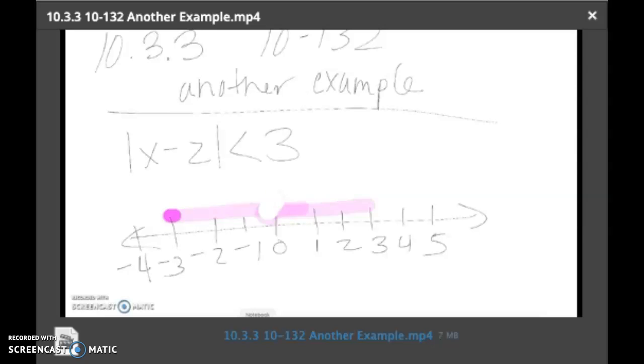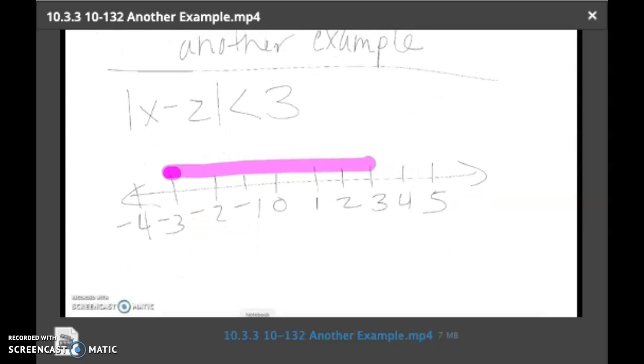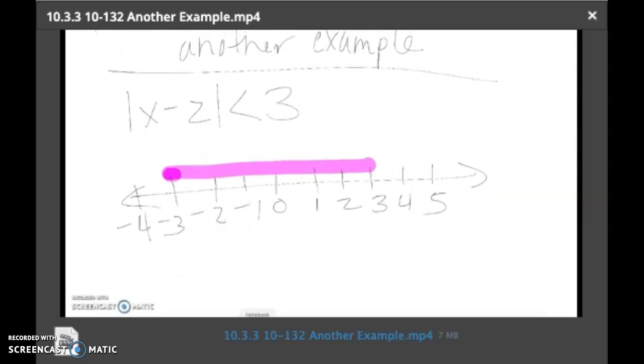Okay, so the numbers, let me just redraw this. So the numbers here that would be less than 3 units away from 0 on either side, to the right or the left, would be those numbers in between -3 and 3. Okay, so we would need to do the same thing we did on the last and set ourselves up with 2 different inequalities to solve.